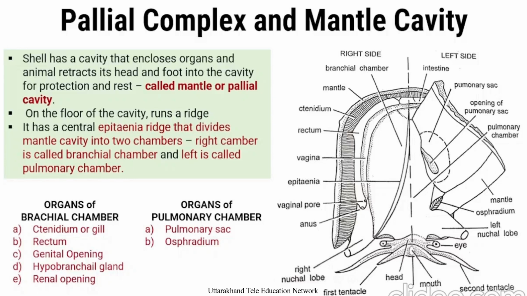Then there is the genital opening. After this, you can see here the genital opening, male or female, which lies close to the rectum. In the male, the penis, which is a copulatory organ, arises from the mantle edge in front of the genital opening. Then there is the hypobranchial gland. It is a glandular thickening at the base of the penis, and its secretion helps in the act of copulation.